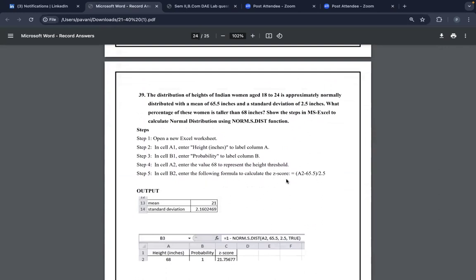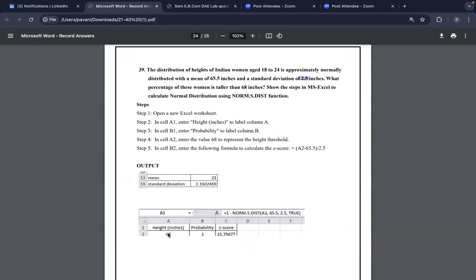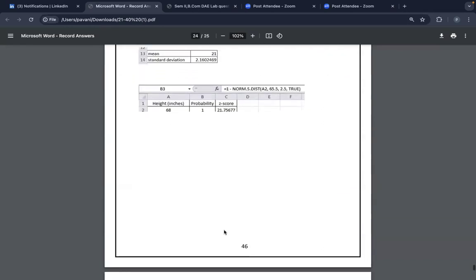Next is all about z-score. The z-score formula is A2 minus mean by standard deviation. Here the mean is already given in the question, and the standard deviation is also given. So A2 minus mean by standard deviation is the formula. That is what you have to enter and press enter. And height is also given. What height do you want to find? The woman who is taller than 68 inches. That is what you have to find out. So more than 68 inches, right? So this becomes A2. A2 is nothing but 68 minus 65.5 divided by 2.5. It will calculate and give you the result.